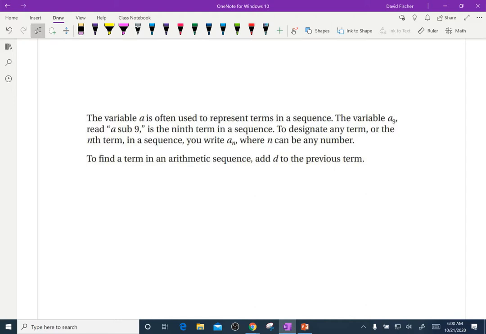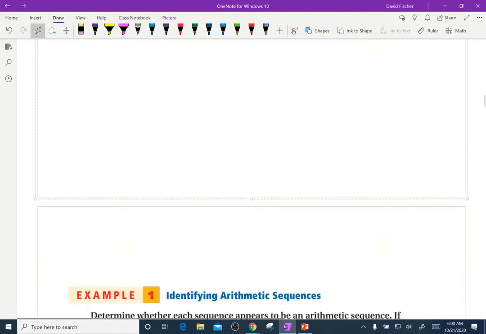A lot of times in arithmetic notation, you'll see the letter a, lowercase a's, being used. And when we say something like a to the 9th, we put a little 9 down here. We call it a subscript. Okay, and so that would be read as a to the 9th. And so we're going to use that to find a term in our sequence today. And we're going to do that by looking at this pattern right here.